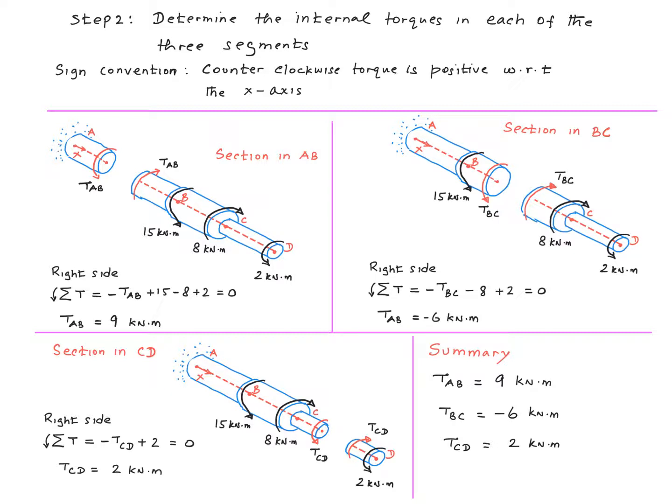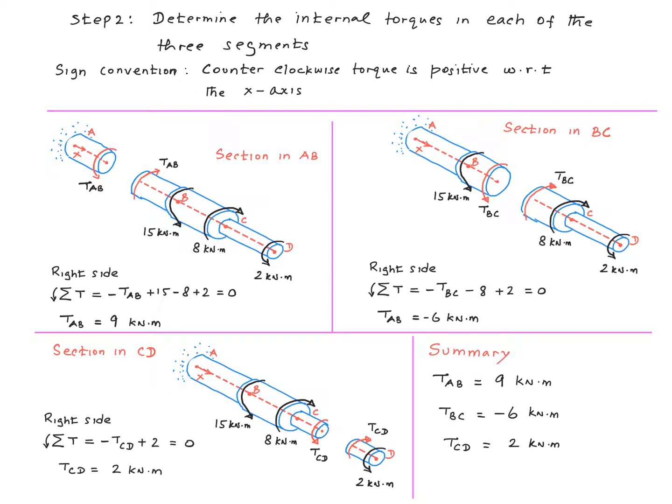First, we need a sign convention. Our sign convention here would be counterclockwise torque with respect to this x-axis is positive. So for example, this is a positive direction for the torque. You can use the right hand rule to figure this out. What you do is you hold your thumb in the direction of the positive x-axis. Then the direction of your fingers will tell you the positive direction for the torque. So how do we find the internal torques?